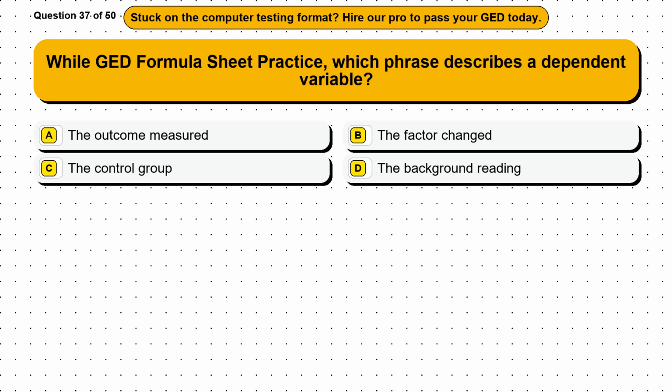Question 37. While GED formula sheet practice, which phrase describes a dependent variable? Option A, the outcome measured. Option B, the factor changed. Option C, the control group. Option D, the background reading.